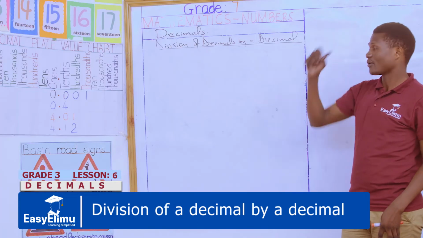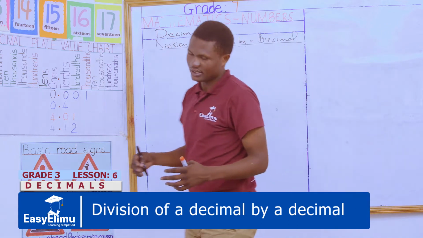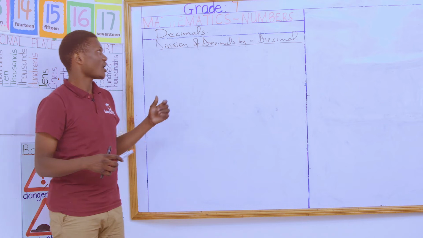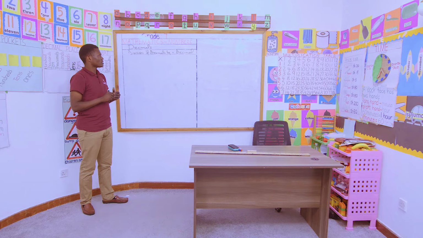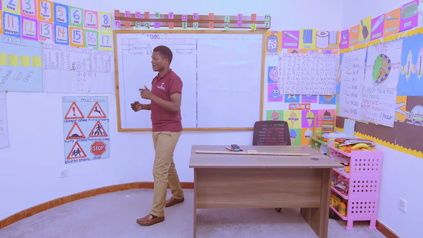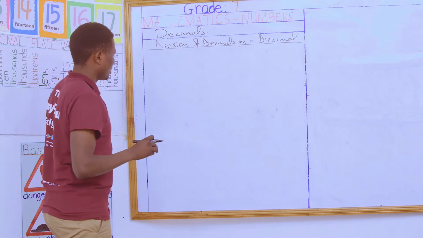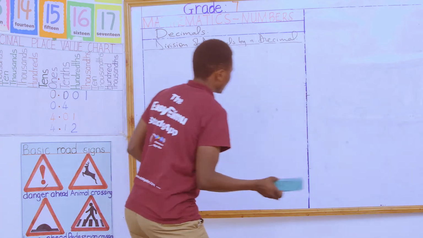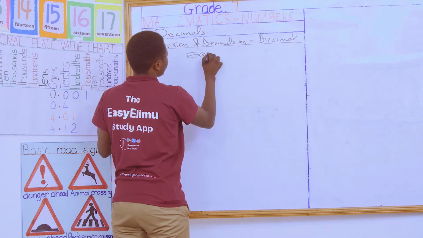We are still continuing with our topic of decimals, or our substrand of decimals. In our previous session, we discussed how to divide a decimal number by a whole number. In this session, we are going to discuss division of decimals by decimals, that is, how to divide a decimal number by another decimal number. If you have been wondering how to go about that, then here is the solution to your query. Let us have an example.